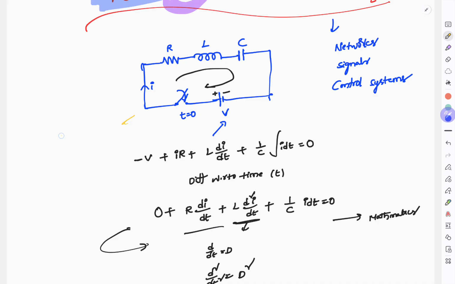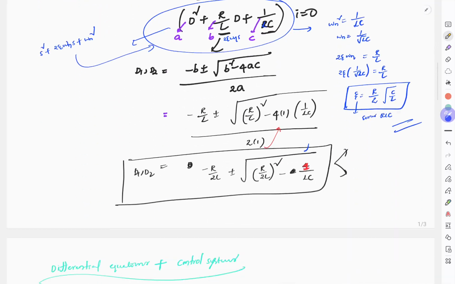But steady state means infinite time. At infinite time, the inductor will be short circuited and the capacitor will be open circuited. So the current will not flow, right? When it is open circuit, the current will not flow through the circuit. So what does it mean? The current will be 0 at steady state.